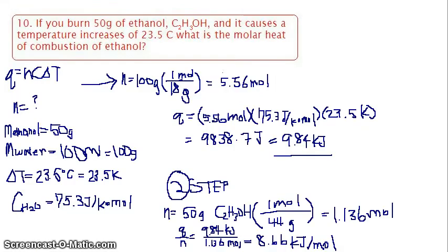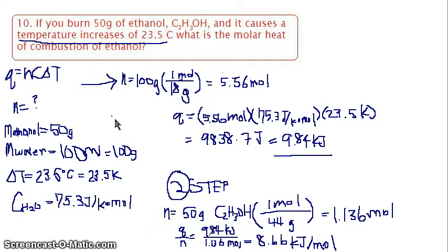And finally, question number 10. If you burn 50 grams of ethanol and it causes a temperature increase of 23.5 Celsius, what is the molar heat of combustion of ethanol? Well, before we start solving this question, there is something that's not mentioned in the question. 100 milliliters of water was involved during this burning of 50 grams of ethanol, which shows the temperature increase of 23.5 Celsius. Then, we have two steps to this question.